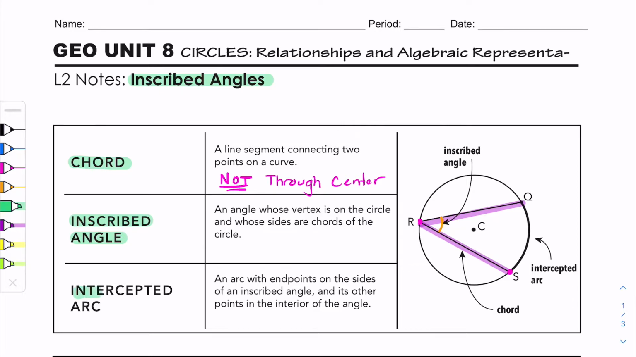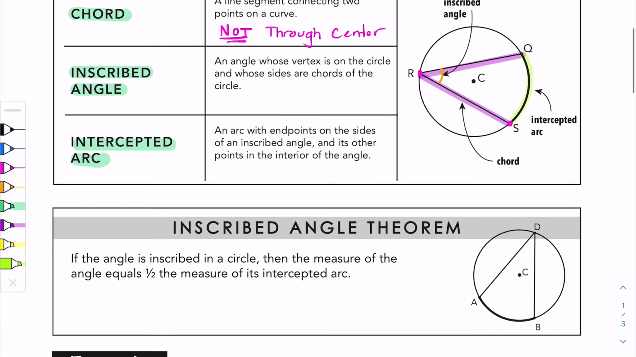An intercepted arc is an arc with endpoints on the sides of an inscribed angle and its other points in the interior of the angle. So the intercepted arc connects those two chords that form the inscribed angle. All of these go together. You have your chords, you have your inscribed angle, you have your intercepted arc. They all fit together. So let's put these into use when we go through the examples.